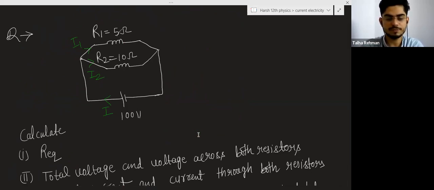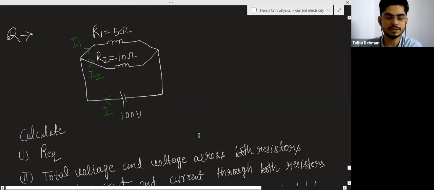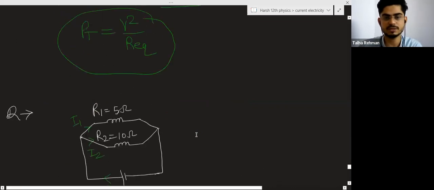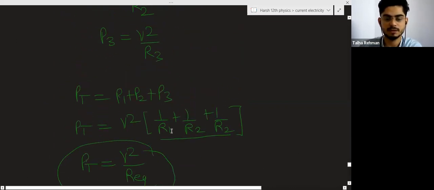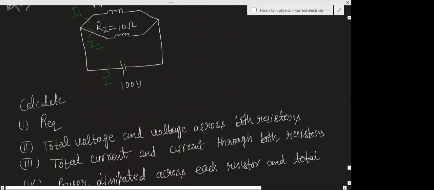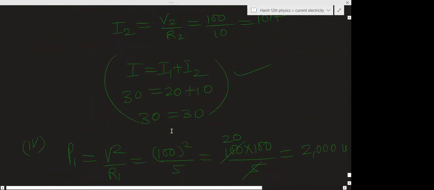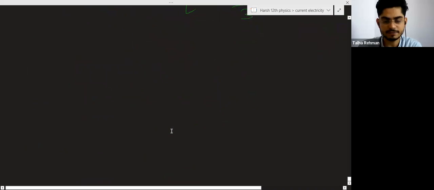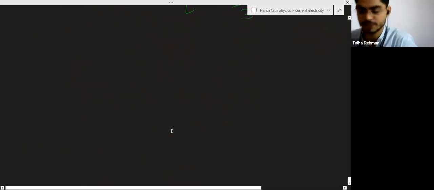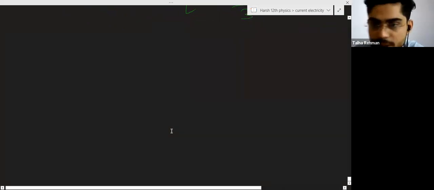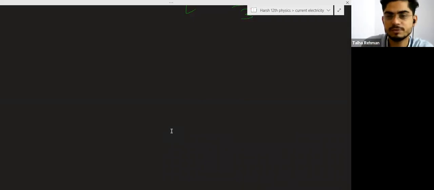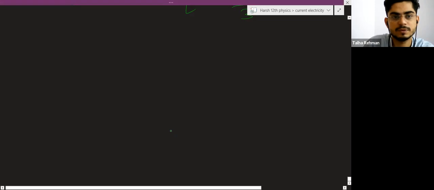So in parallel combination, the resultant resistance is given by this formula. We have discussed this formula. Now we will take one question on the mixed combination, and this is quite a good question, I will say.